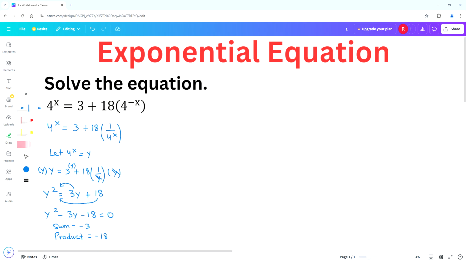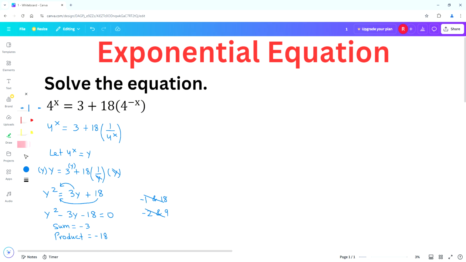We can find the two numbers by focusing on the product number. We have to think of two numbers that multiply to negative 18. The first pair of numbers that comes to my mind is negative 1 and 18. But we cannot get a sum of negative 3 from negative 1 and 18. So this pair is out. The next pair that comes to my mind is negative 2 and 9. But we cannot get a sum of negative 3 from negative 2 and 9. So this pair is out.